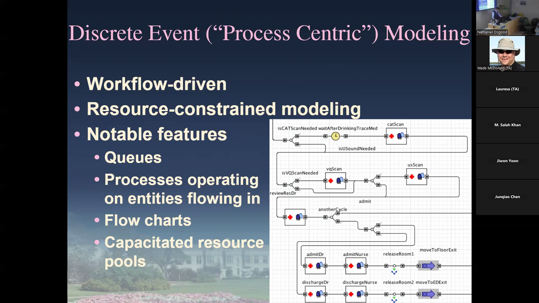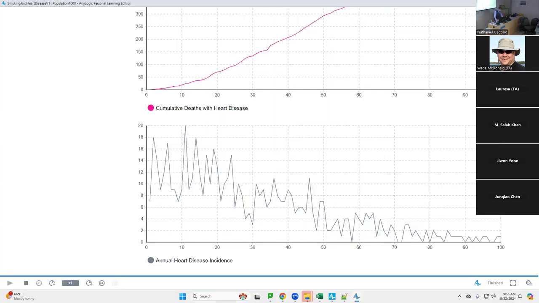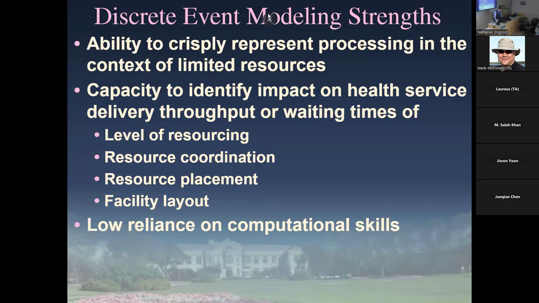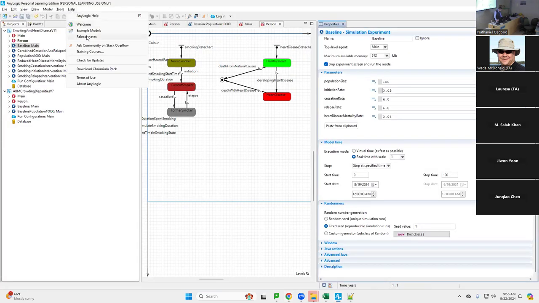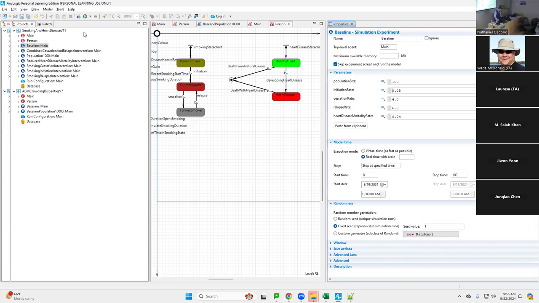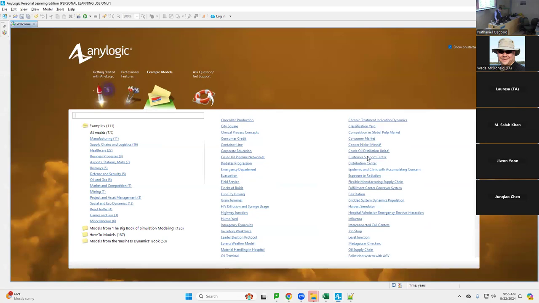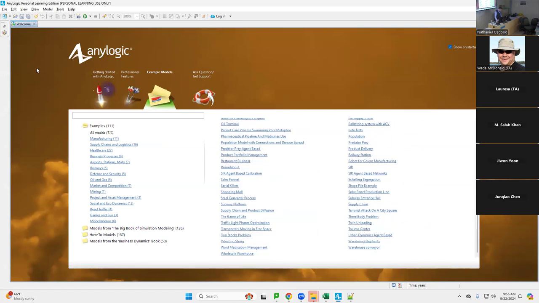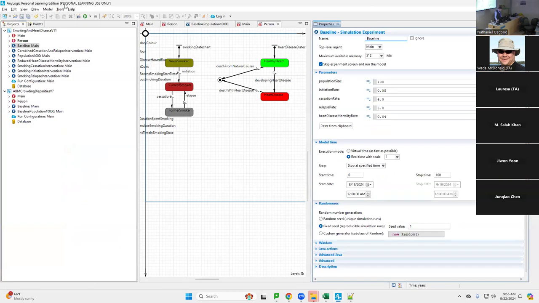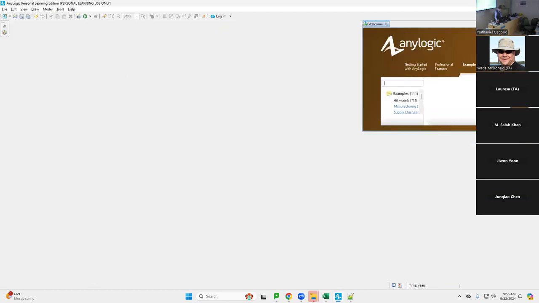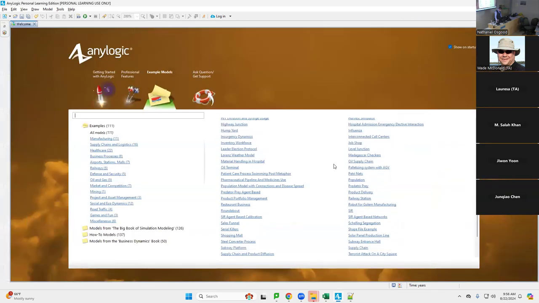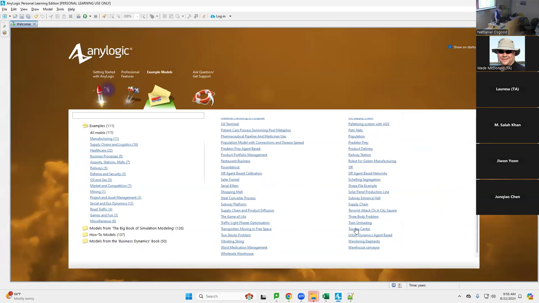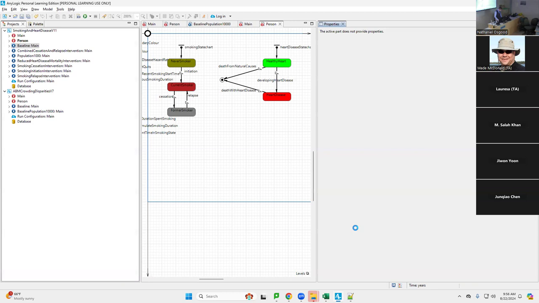Let's go open a model for this. It's easier to see with a model. So I'm going to AnyLogic. I'd like you to go here in AnyLogic. Go to Help, Example Models. And if you scroll down, there's a thing called Trauma Center. So where did I go? I went to Help. You ready? Help, Example Models. And I scrolled down here on the right-hand side, there's a Trauma Center. I'd like you to open up Trauma Center.